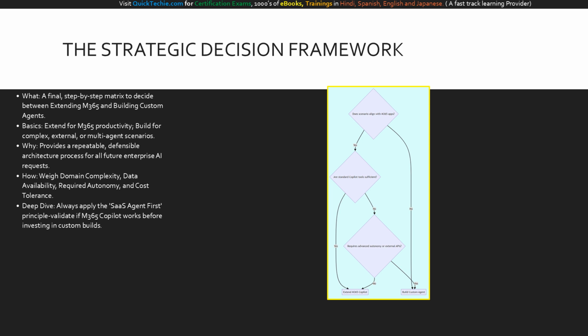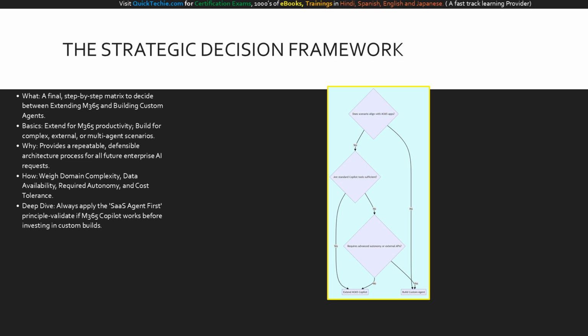For our final deep dive, I want to leave you with the golden rule of Microsoft AI architecture. Apply the SaaS agent-first principle. Always attempt to validate a use case using the pre-built Microsoft 365 Copilot first. Only when that proves insufficient should you invest the time and capital into building custom agents. Let's walk through our final decision tree.